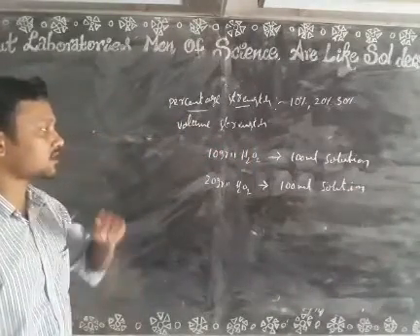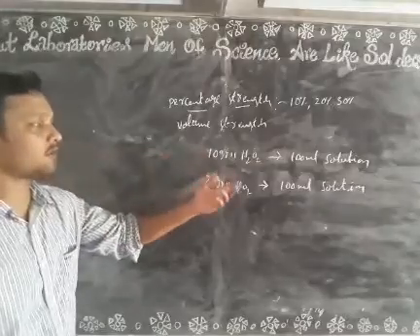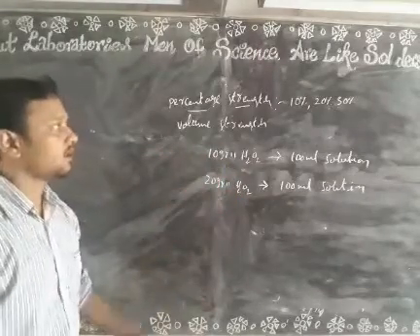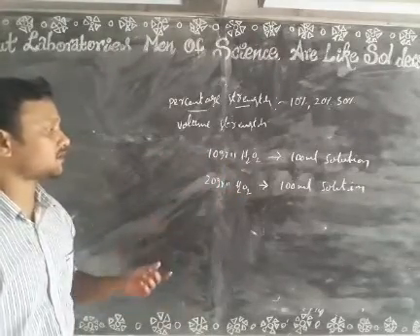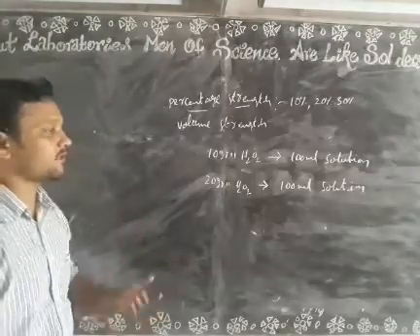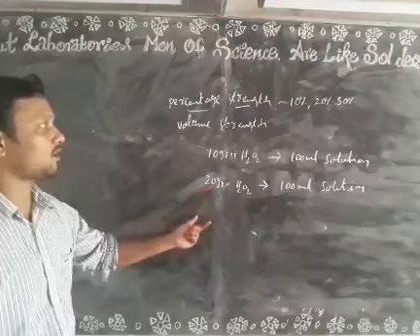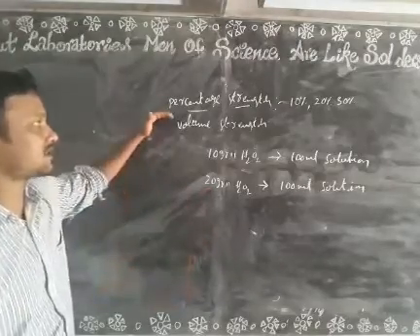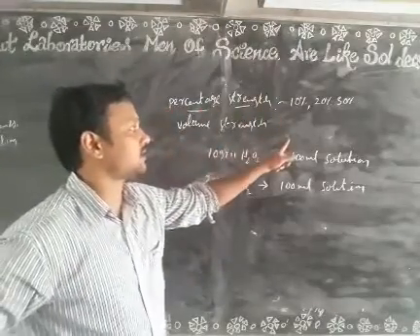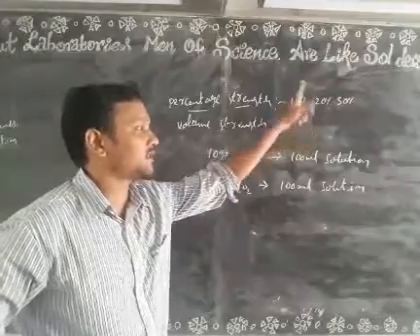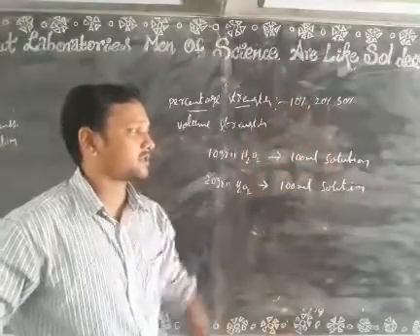Okay, so 10 grams of hydrogen peroxide present in 100 ml of solution means it is 10%. Now 20 grams of hydrogen peroxide present in 100 ml of given solution is 20%. So these are all called percentage strength. This percentage strength is represented as 10% or 20% or 30% or 40% hydrogen peroxide.